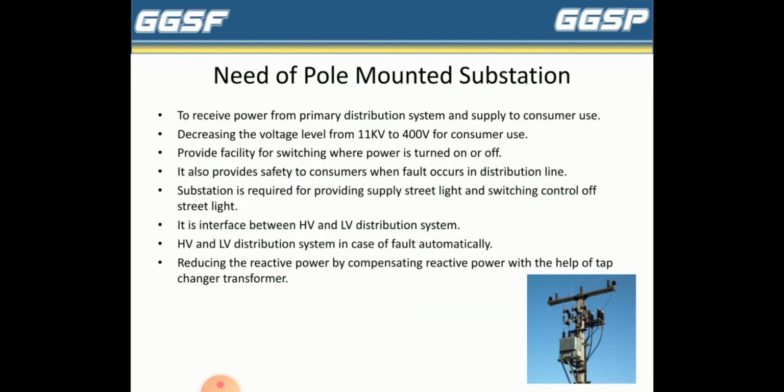Need of a pole-mounted substation: to receive power from the primary distribution system and supply it to consumers, decreasing the voltage level from 11 kV to 400 volt for consumer use; to provide facility for switching where power is turned on or off. It also provides safety to consumers when a fault occurs in the distribution line. A substation is required for providing supply to street lights and switching control of street lights. It is an interface between the HV and LV distribution systems. In case of fault, it automatically reduces the reactive power by compensating reactive power with the help of a tap changer transformer.